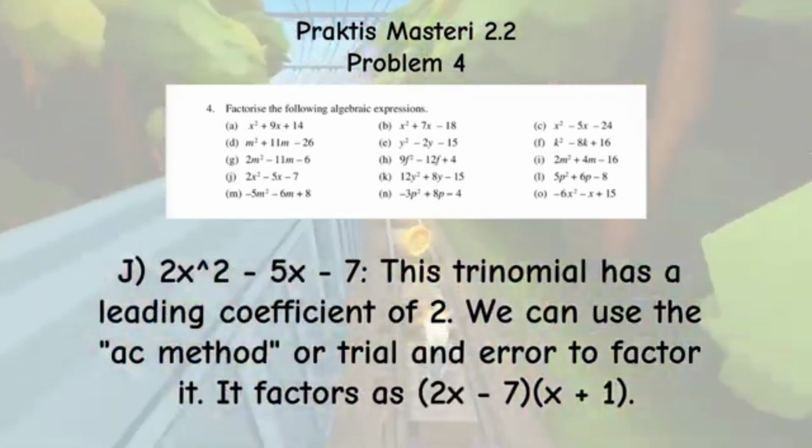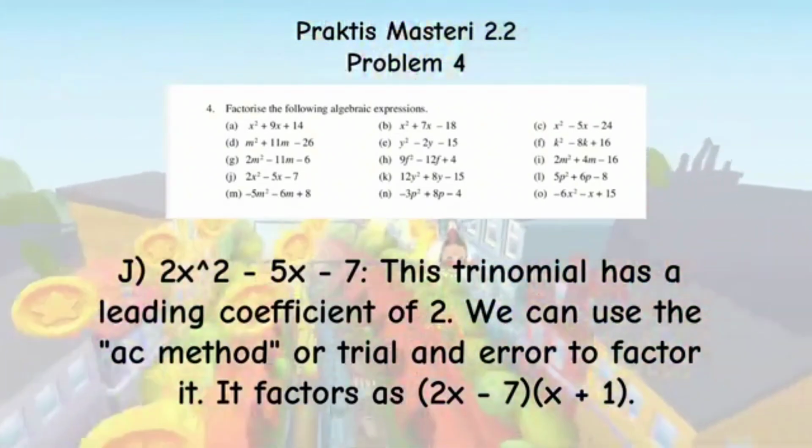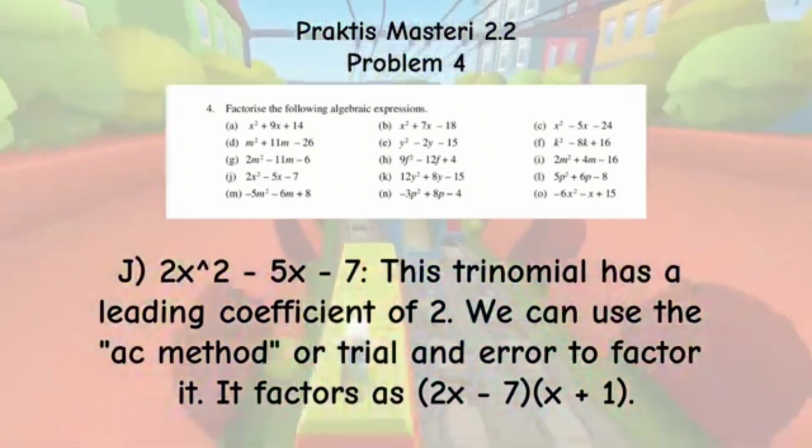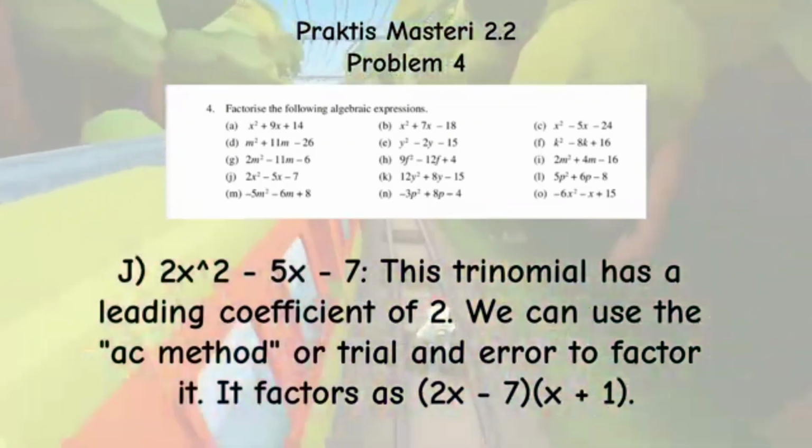j) 2x² − 5x − 7. This trinomial has a leading coefficient of 2. We can use the AC method or trial and error to factor it. It factors as (2x − 7)(x + 1).